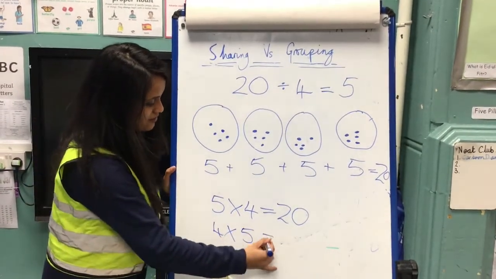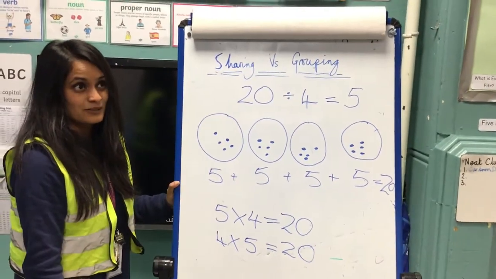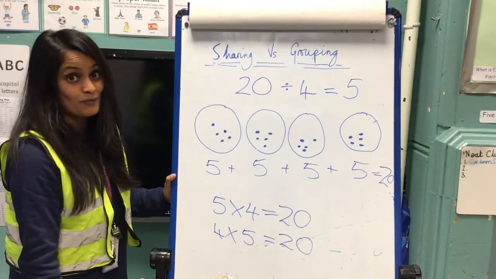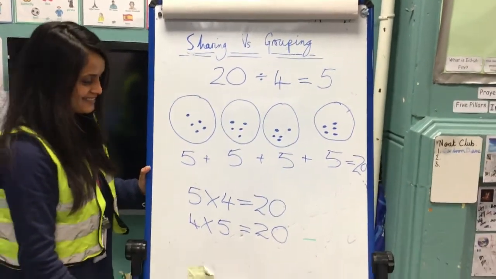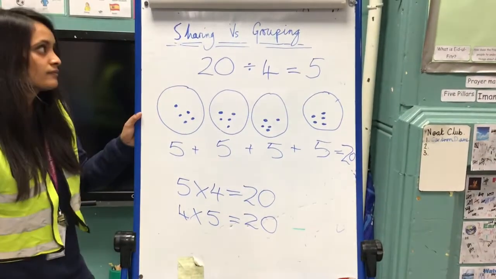Do you know what it's called? I know what it's called. Anybody else know what it's called? Should we say it all together? 1, 2, 3. It's called inverse operation. So that is showing us how we do sharing, and it's showing us inverse operation.